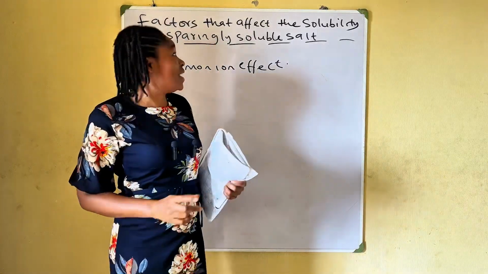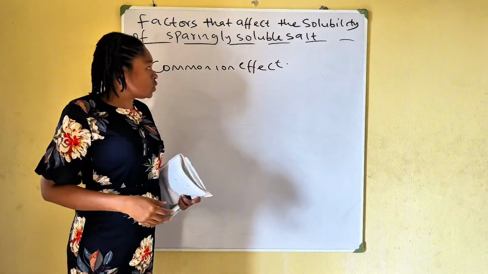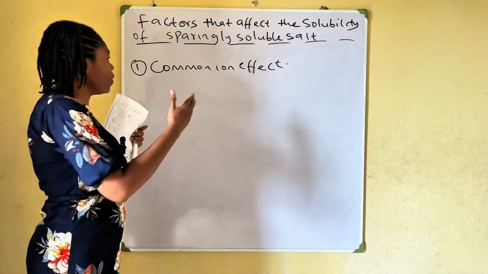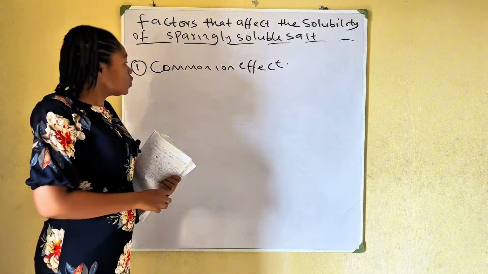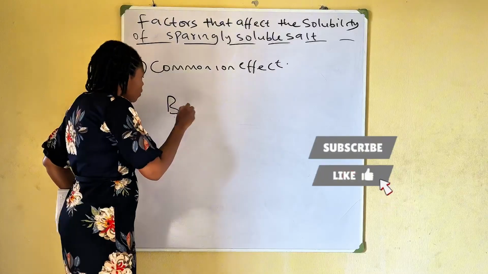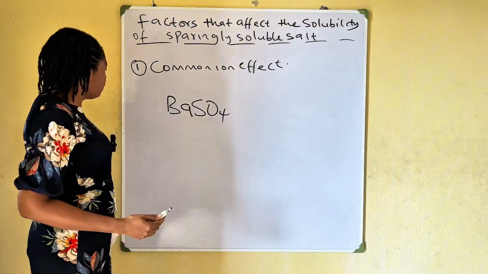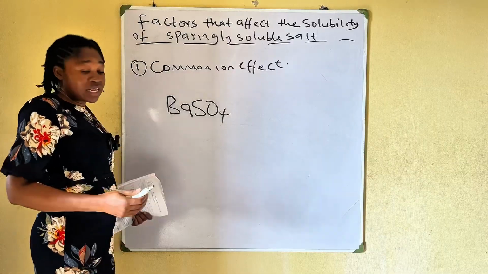Today's topic, let's look at factors that affect the solubility of sparingly soluble salts. Number one factor is the common ion effect. If we dissolve a sparingly soluble salt such as barium sulfate, you have so many of them: silver chloride, magnesium sulfate, and so on and so forth.